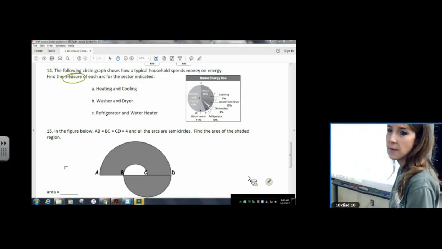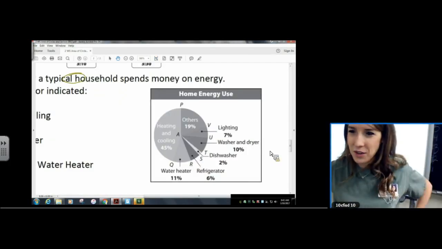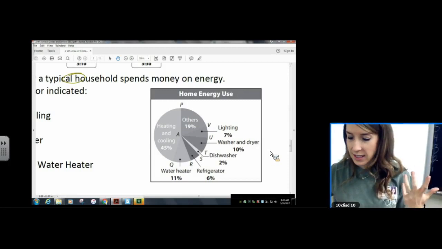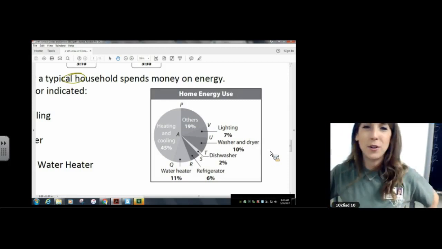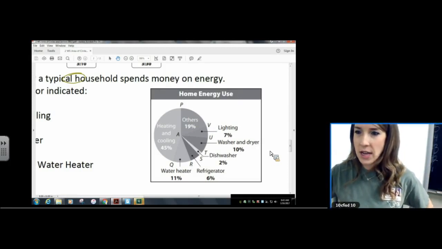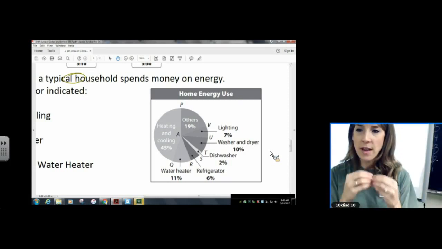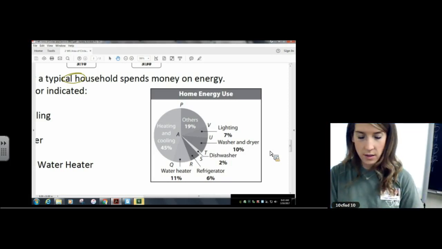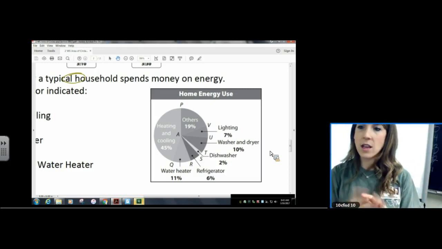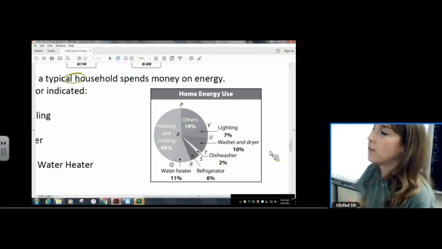I don't know if you can see it. So really the only information you need to know here is how many degrees are in a circle. Because you take heating and cooling, it's 45%. And so we're just going to take 45% of 360. How much of all the way around did it use? It wants to use 45% of all the way around.